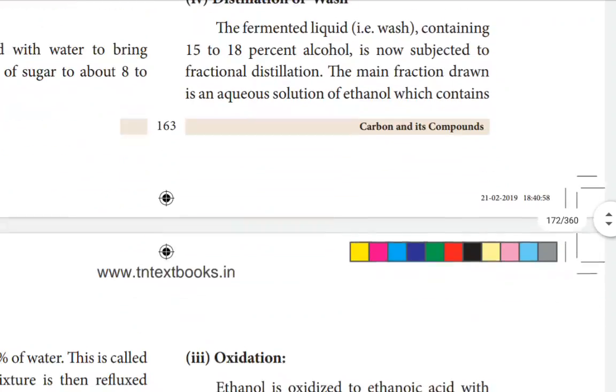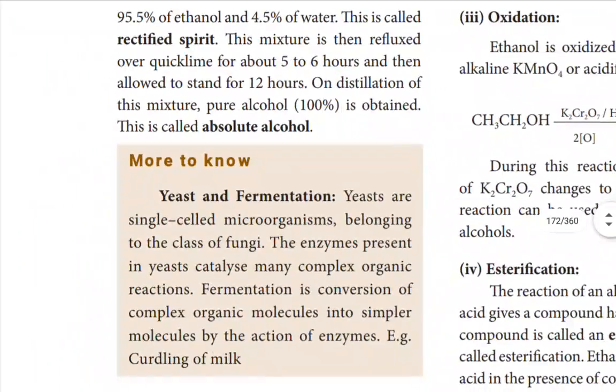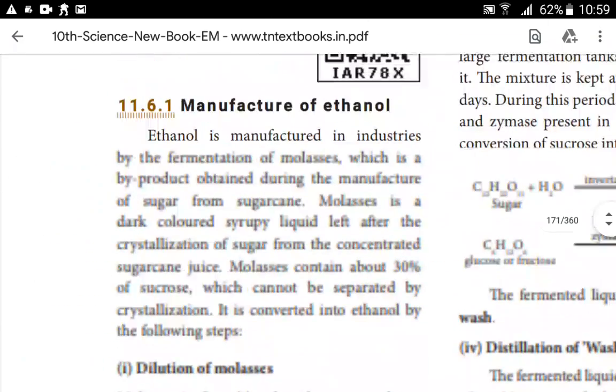Then it is subjected to fractional distillation, which gives rectified spirit, 95.5% of ethanol and 4.5% of water. Then reflux over quicklime for 5 to 6 hours and stand for 12 hours, and the continuous distillation gives pure absolute 100% alcohol. So up to this you have to write the answer for this question.